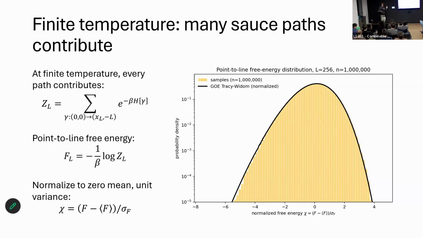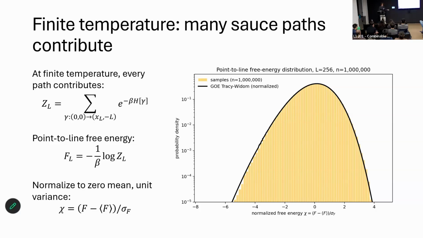And if we sample enough of those disorder realizations, so we sample a bunch of the banh mi's being made, and then we compute this free energy associated with the paths that the sauce can take, and we normalize it, we end up with this kind of histogram here. And I've overlain this black curve on top of the yellow samples. So this is 1 million disorder realizations of a 256 by 256 lattice. It took a while.